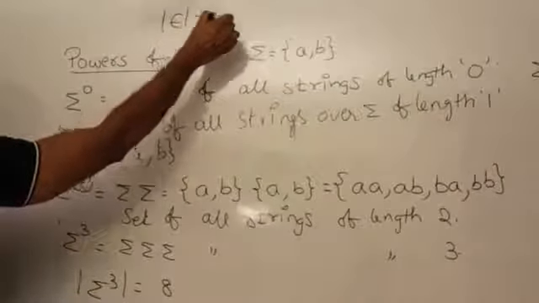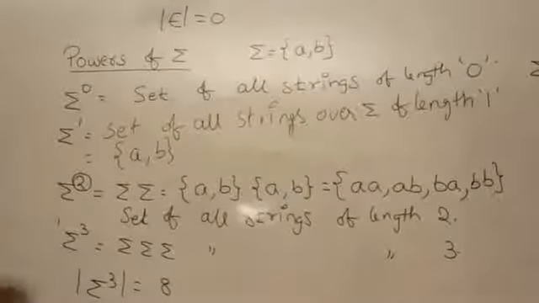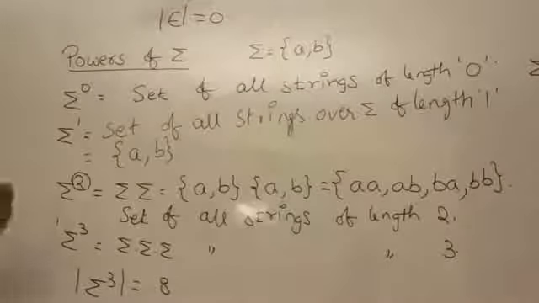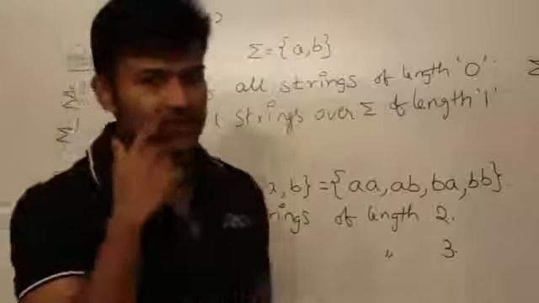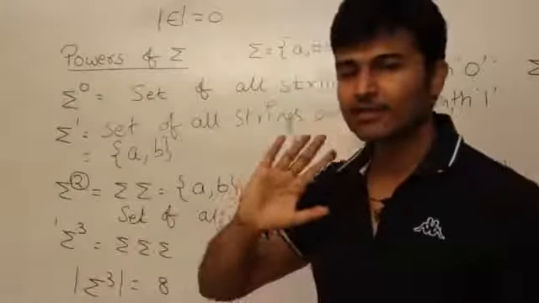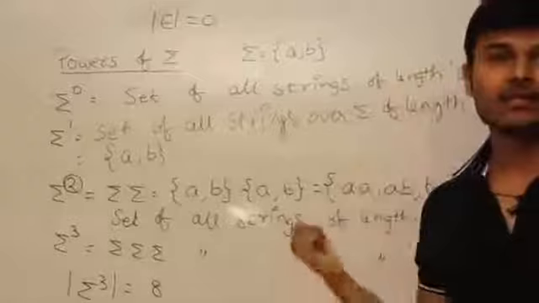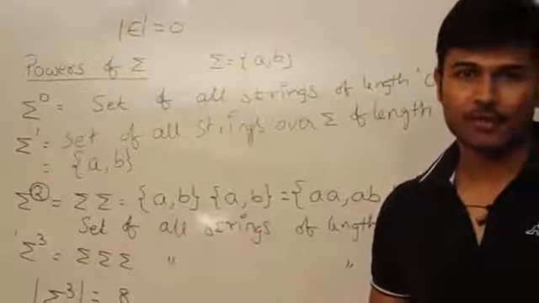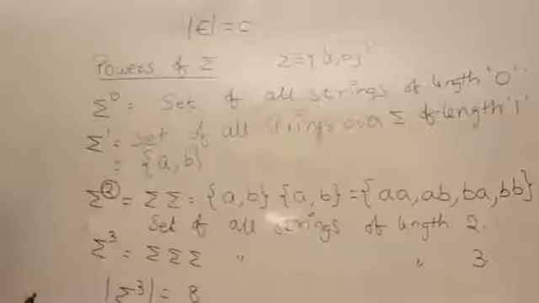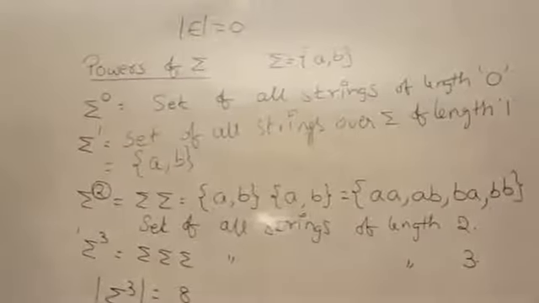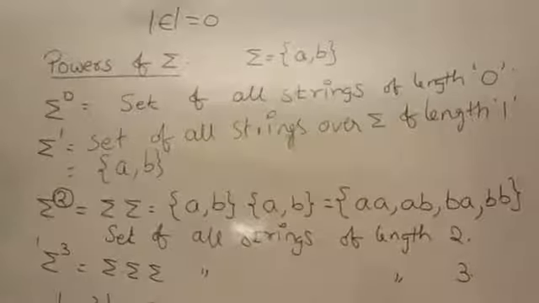length of epsilon is 0, and everything else is the same, right? For a string, you just have to see the number of symbols and then you can say the length of the string. But only for epsilon, just remember that the length of epsilon is 0. Okay, so if you want to make a note of it, please do it. I'll be moving on to the next topic.